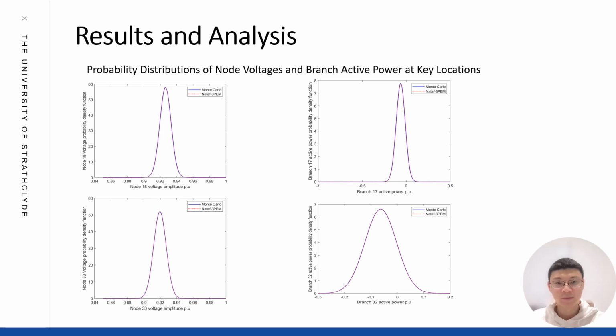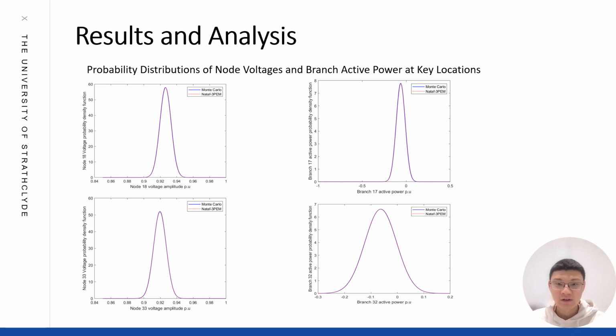These four diagrams illustrate the probabilistic distribution of voltages at node 18 and node 33, as well as the probabilistic distribution of active power for branch 17 and branch 33 respectively. In the two diagrams on the left, the voltage at node 18 is slightly higher than that at node 33, which represents the system's lowest voltage point.